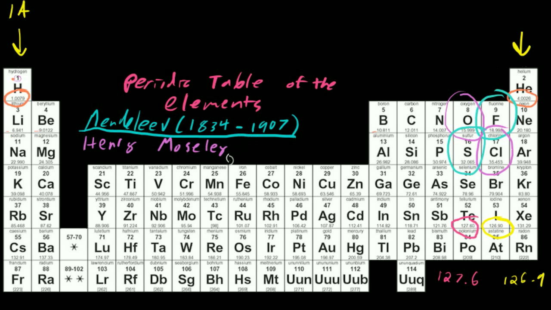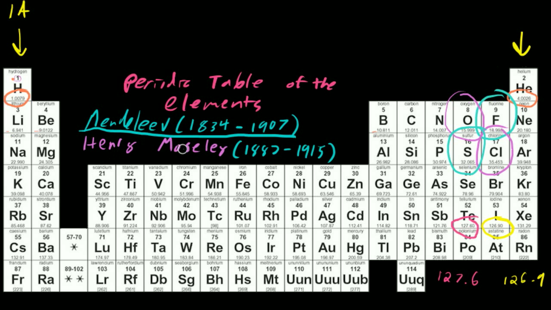Hi and welcome back. First thing to say in this video is, if you're a stickler for dates and really want to know, Henry Moseley lived from 1887 until 1915. Sorry, I didn't see where I had written that down in my notes before I started the video.